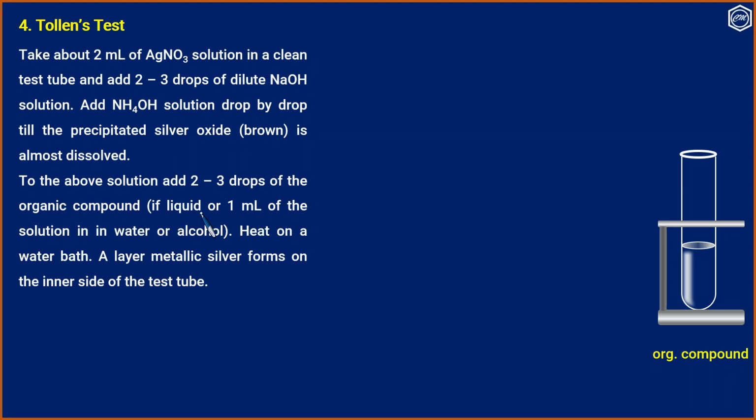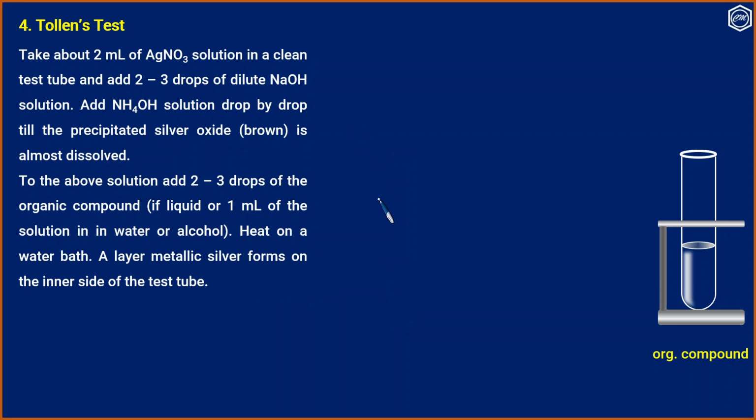If the given compound is a liquid, add 2-3 drops, and if it is a solid, dissolve it in alcohol or water. We can take 1 ml of the solution. Heat on a water bath. A layer of metallic silver forms on the inner side of the test tube.